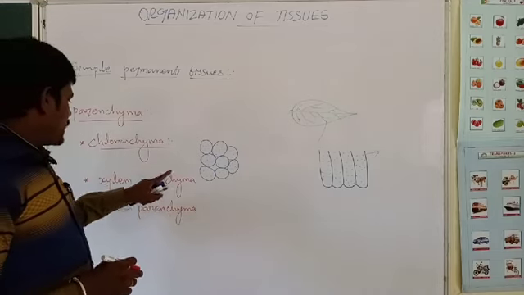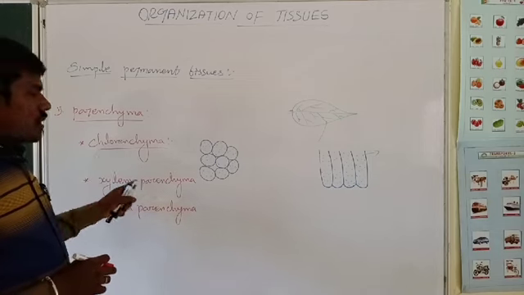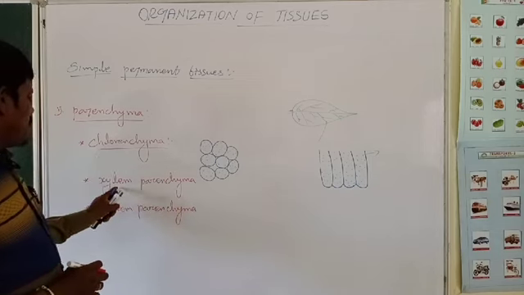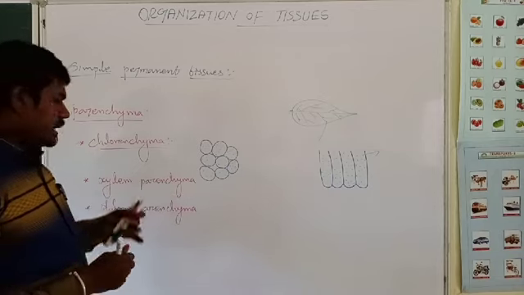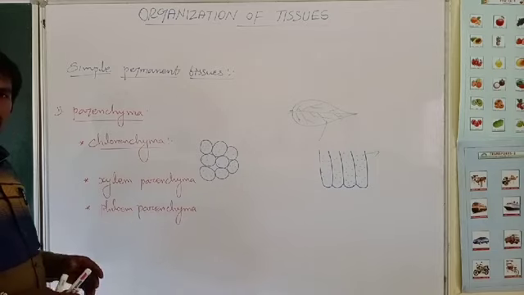Xylem parenchyma means the parenchyma cells attached to the xylem. Parenchyma cells attached to the xylem are called xylem parenchyma. The same thing, parenchyma cells attached to the phloem are called phloem parenchyma.